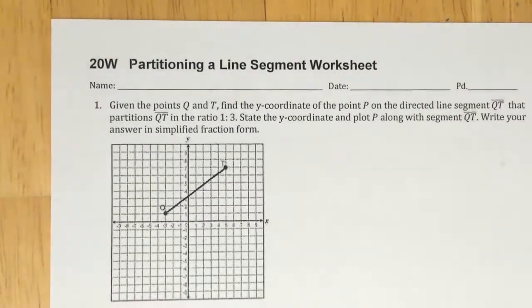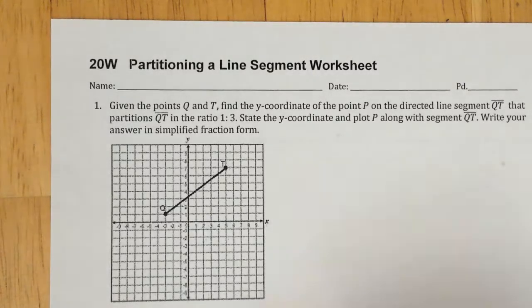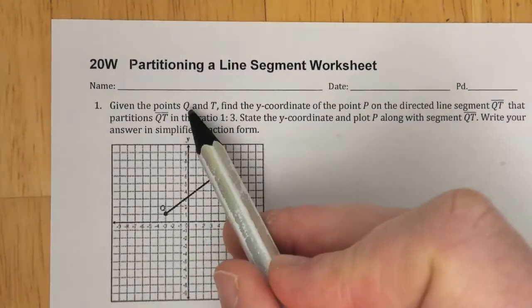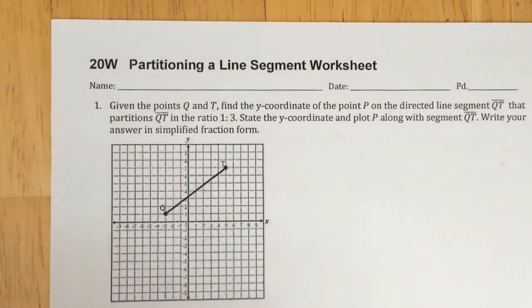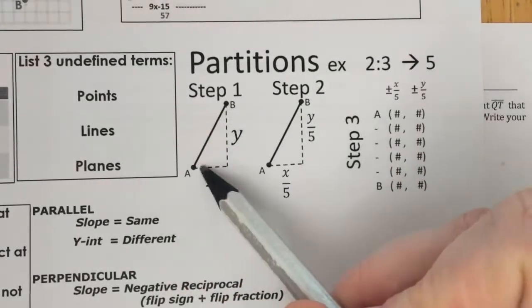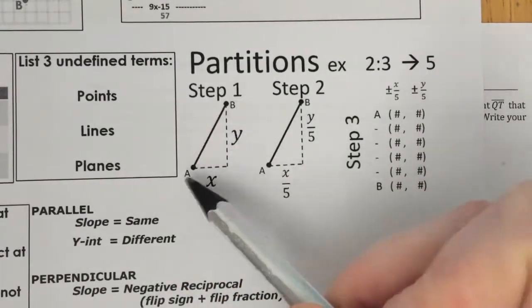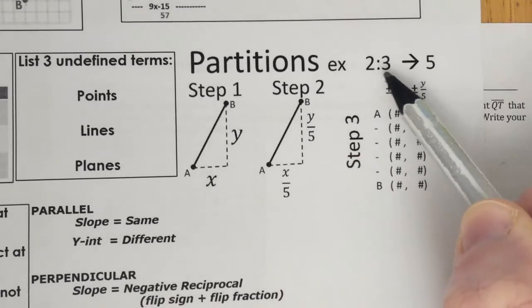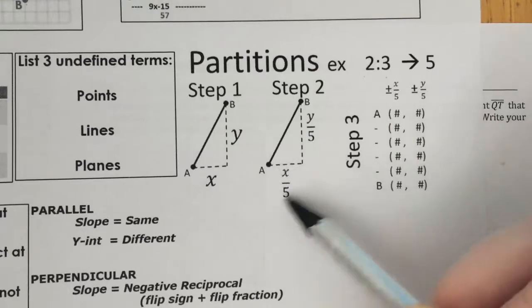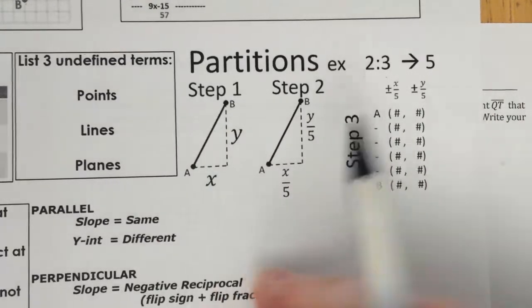Page 20. All right, so on page 20, given the points Q and T, so we're doing partitions, very important. So looking at partitions, here are the basic steps. What you do is you make a right triangle, you find those two distances, you take the partition 2 and 3, you divide it by this magical number. That's your step 2. So let's just start there.